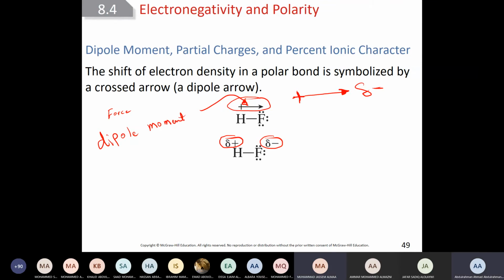Dipole moment. I want you to know this point. Okay, what's this arrow, what is it? It's a kind of force. You know forces? Any force. It is a force. What's the name of this force?